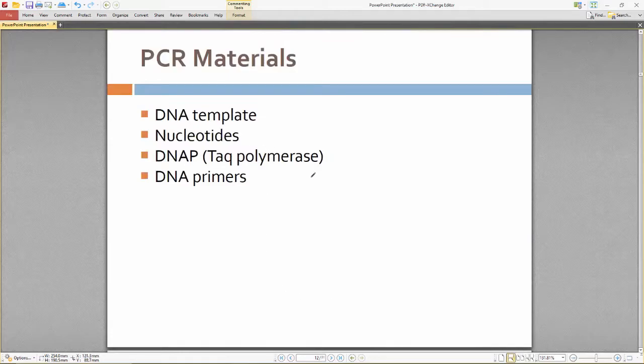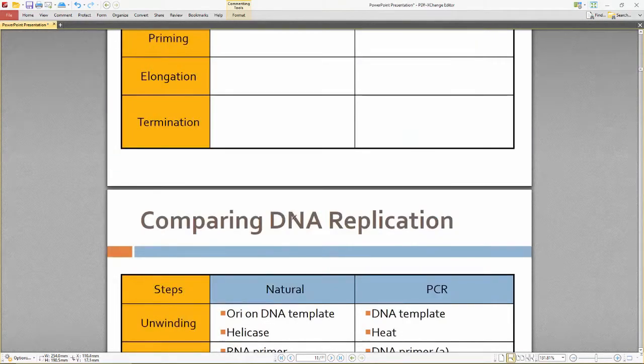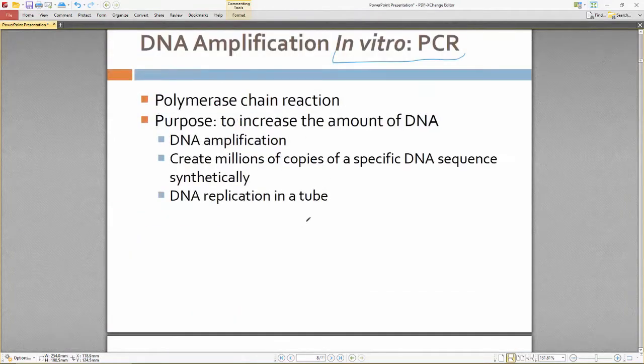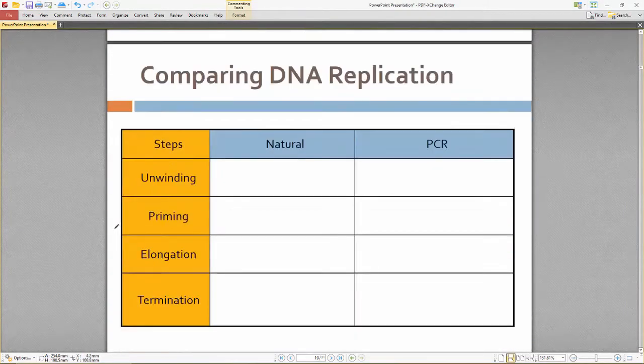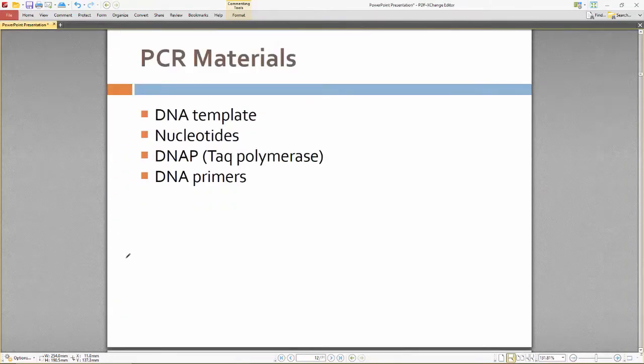Wait, so what does PCR stand for? PCR means polymerase chain reaction. Yep, it's fine. So we'll go through it more closely.